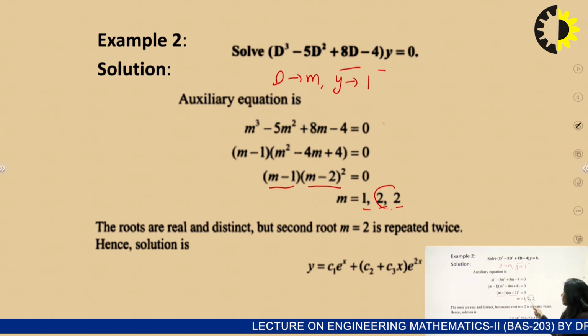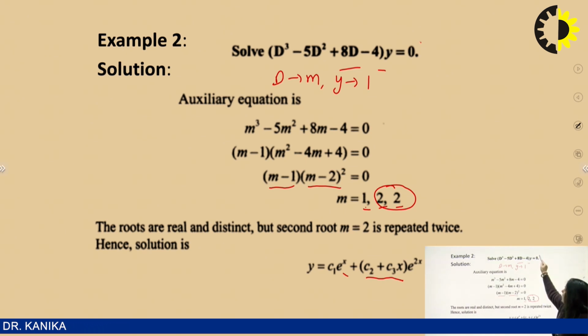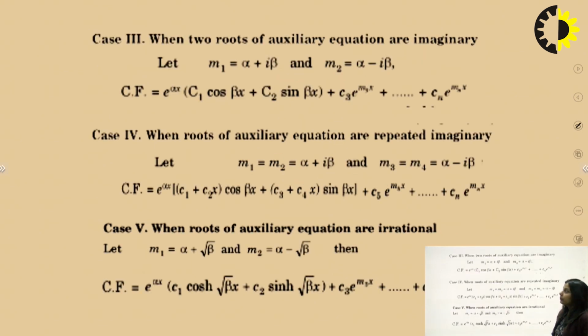Here two roots are repeated. So for the repeated case, the CF will be (c2 + c3 x) e^(2x), and for root 1 the term will be c1 e^x. So the complete solution of this equation is y = CF plus PI. Here since function Q is 0, PI will be 0.